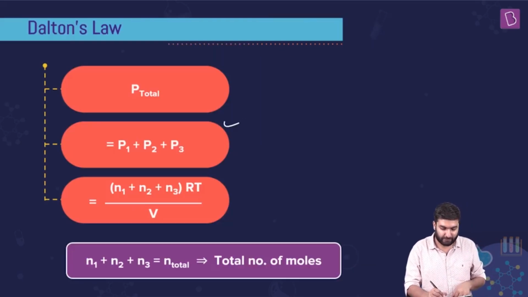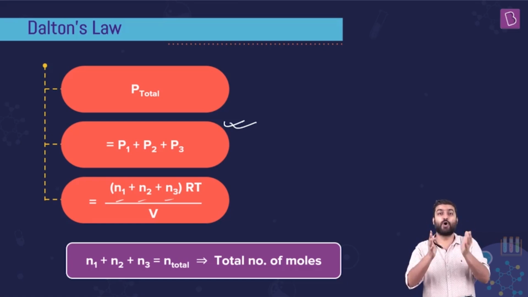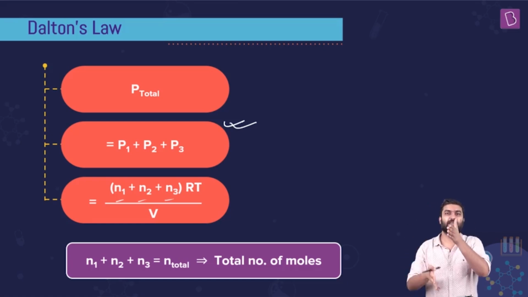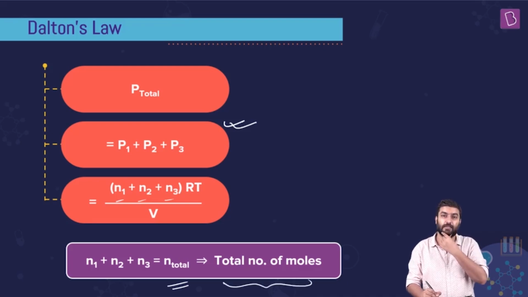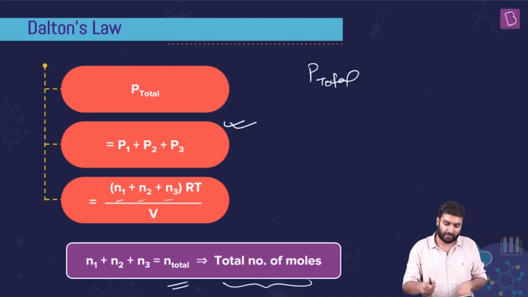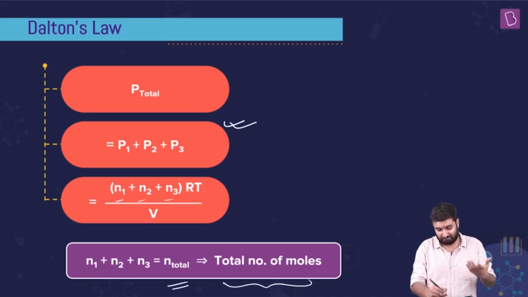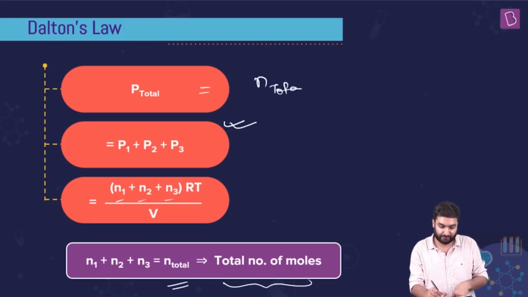We have P1 plus P2 plus P3 is equal to N1 plus N2 plus N3, whole multiplied by RT by V. Right? And what is N1 plus N2 plus N3? That is equal to what? N total, the total number of moles, right? So what do we have over here? We can also write that as P total, or in fact, why am I writing? I'm usually lazy. I don't know what has happened to me.